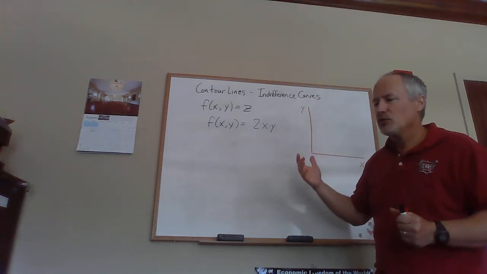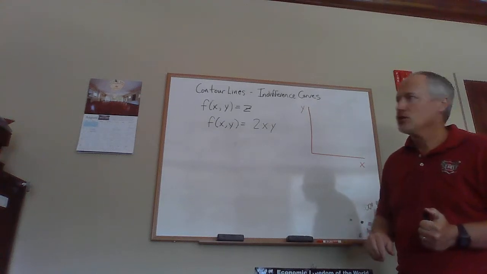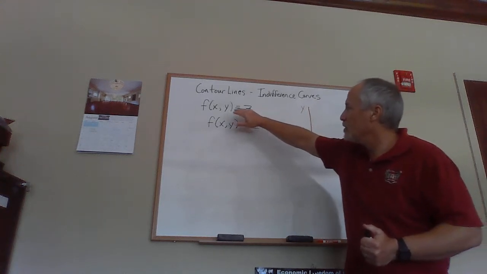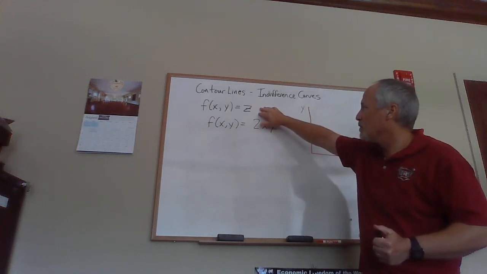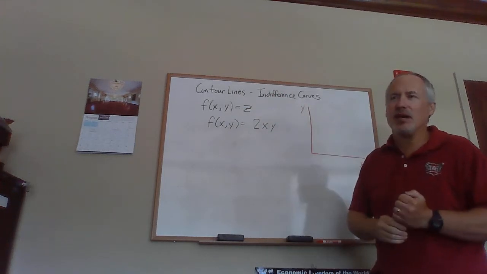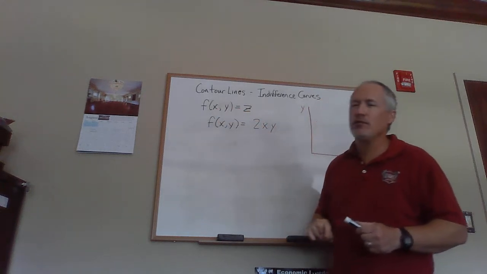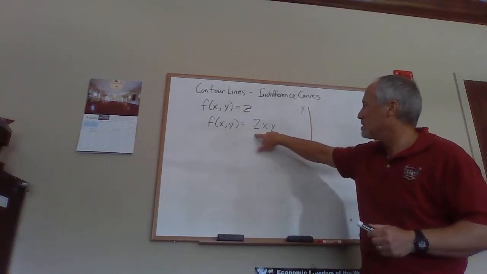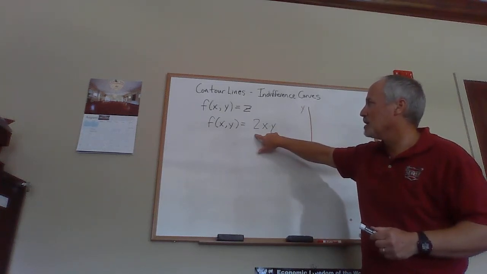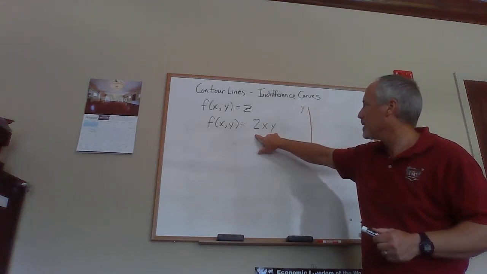Contour lines are also referred to in math as a level curve of a function. So what we have here is a function f of x and y, and we'll say the value of that function is going to be variable z. So we have two variables that go into the function, x and y. And this is the function we're actually going to get the contour lines for. It's going to be 2 times x times y.